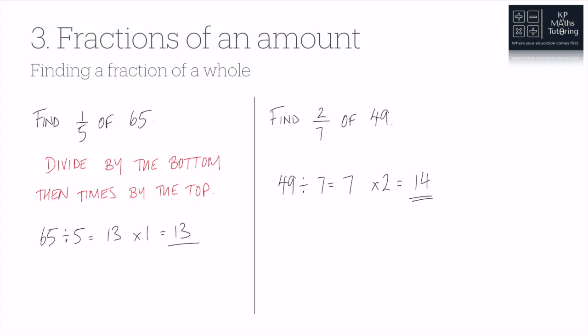Could be a little bit more complicated. It could be something like 2/7. So same process. If you remember this red phrase here, divide by the bottom. So 49 divided by 7 is 7, and then 7 times 2 gives me 14. So divide by the bottom, times by the top is the key thing for you to remember.